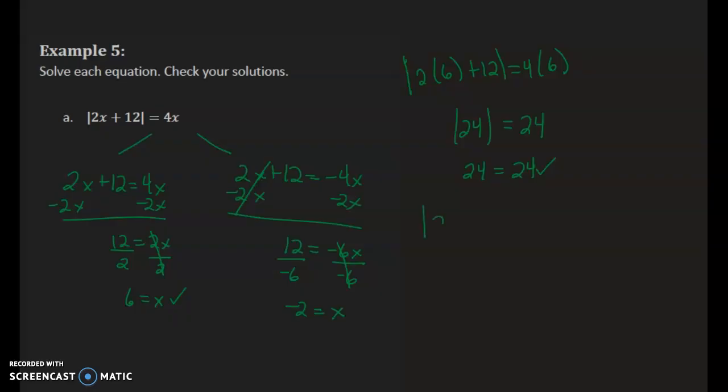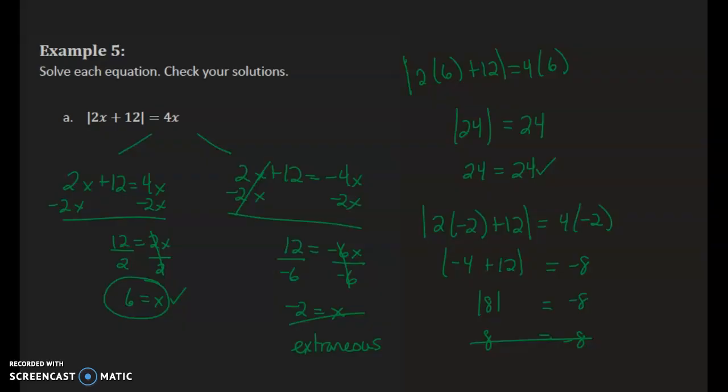This one, when you plug in negative 2 for x. So 2 times negative 2 is negative 4. Plus 12 is 8. The absolute value of 8 is 8. But on this side, 4 times negative 2 is negative 8. So 8 does not equal negative 8. Therefore, this one is extraneous. So our only solution would actually be x equals 6.